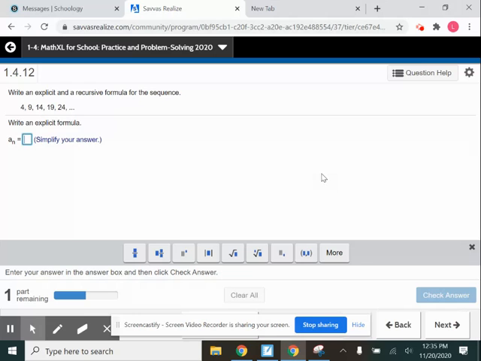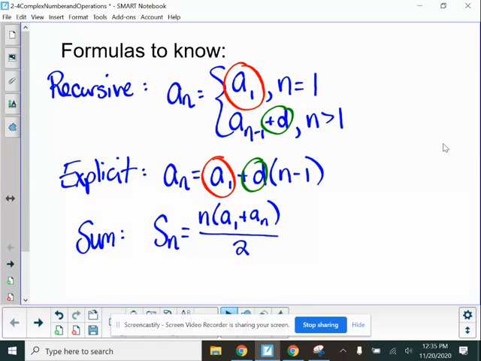So the first thing is you need to, on a sheet of paper, have these three formulas copied down: the recursive formula, the explicit formula, and the sum formula. The recursive formula is anytime it asks you to write a recursive equation. Notice the two things that are circled. Those are the only two things that you should be replacing. So the a sub 1, that's going to represent the first term. The d is going to represent the common difference.